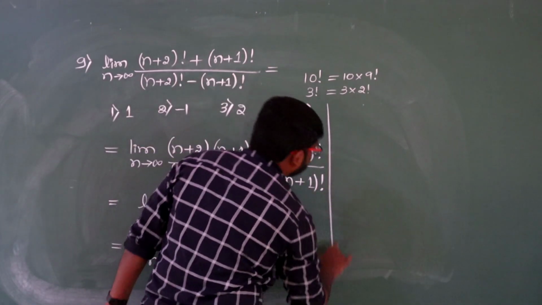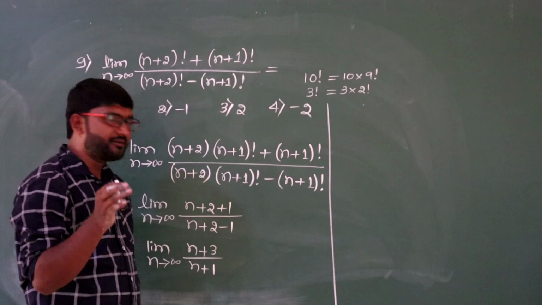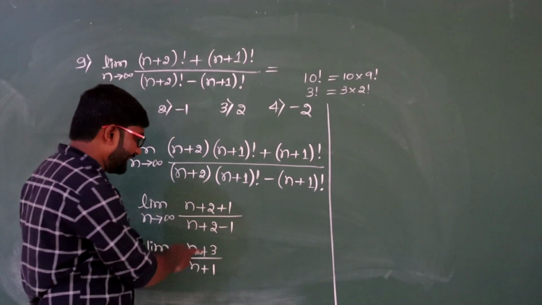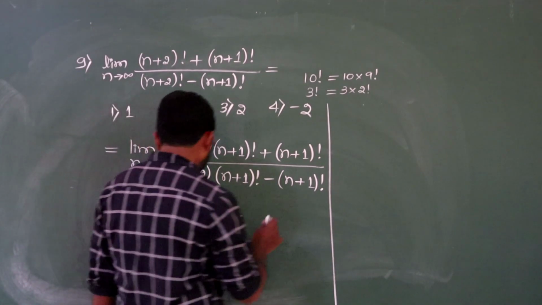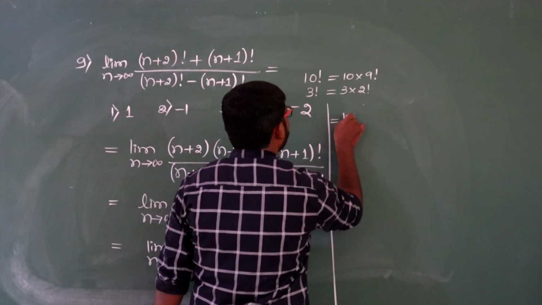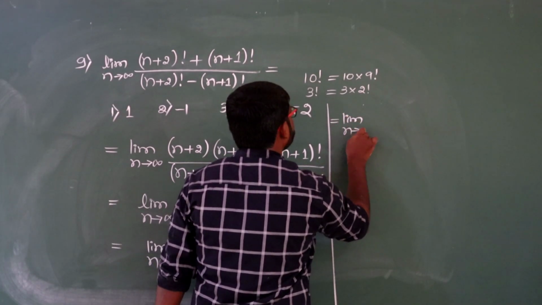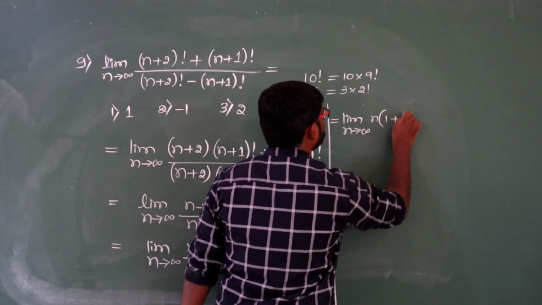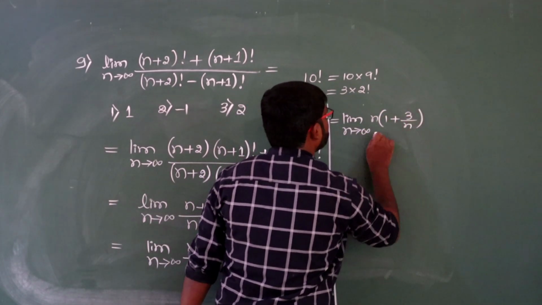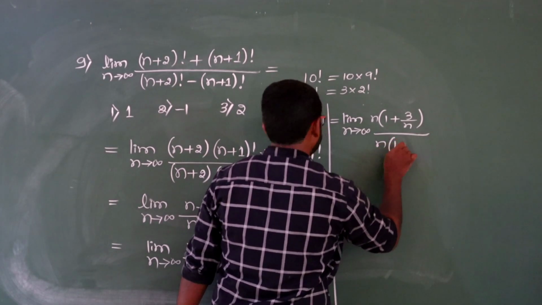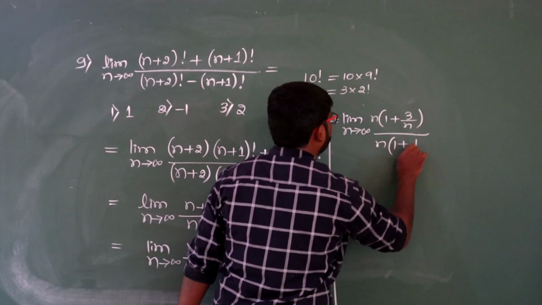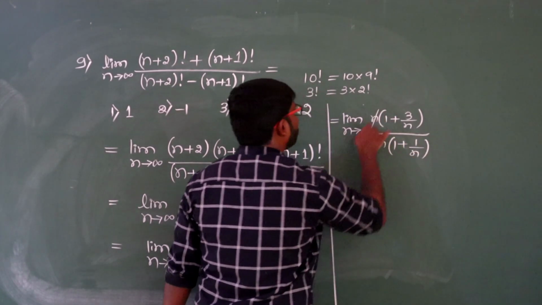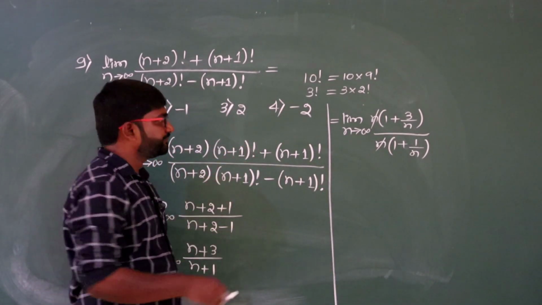Now it is n tends to infinity. That means we should have n term in the denominator. I will be taking n common in the numerator as well as in the denominator. This is equal to limit n tends to infinity, so n common, we get 1 plus 3 by n, plus again n common in the denominator, so 1 plus 1 by n. These two get cancelled. Now apply the limit now.